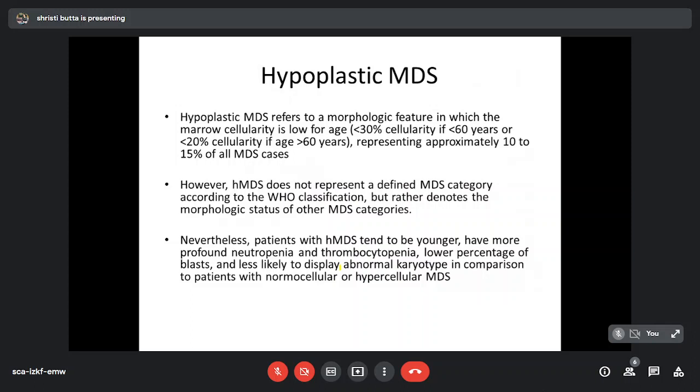And this represents approximately 10 to 15% of the cases of MDS. Now, hypoplastic MDS does not represent a defined MDS category according to the WHO, but rather it denotes a morphologic status of other MDS categories, right? Nevertheless, patients with hypoplastic MDS usually tend to be younger. They have profound neutropenia, thrombocytopenia, lower percentage of blasts, and are less likely to display abnormal karyotype in comparison to patients with normocellular or hypercellular MDS.